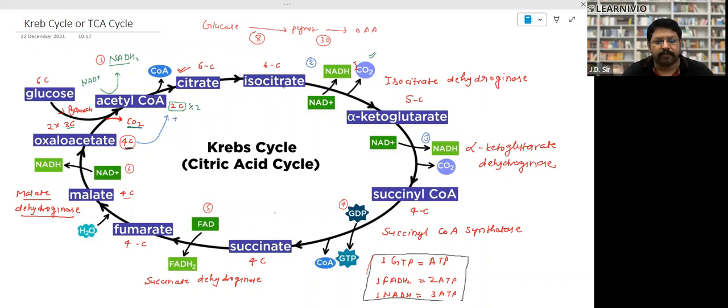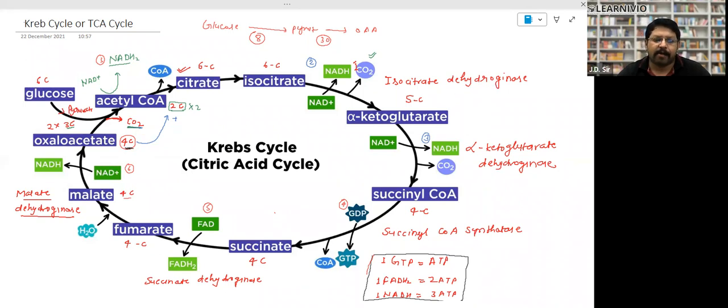This isocitrate will convert into alpha ketoglutarate, right? When isocitrate converts into alpha ketoglutarate, formation of NADH takes place from NAD plus. And again, one carbon dioxide molecule will be formed, right? The reaction will take place in the presence of isocitrate dehydrogenase enzyme.